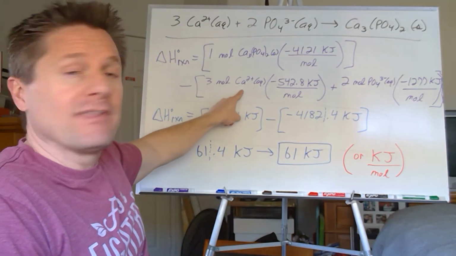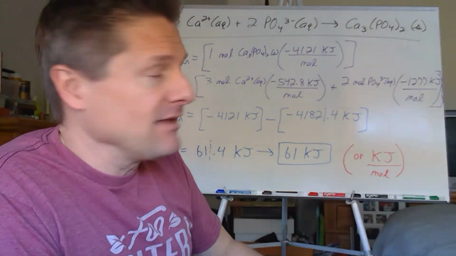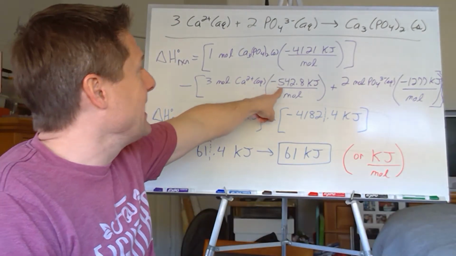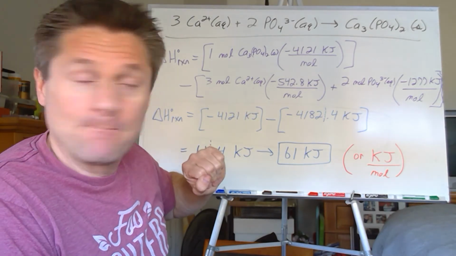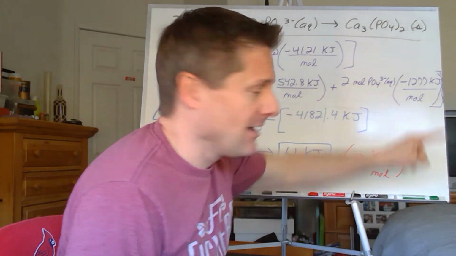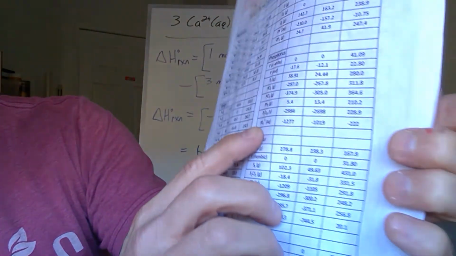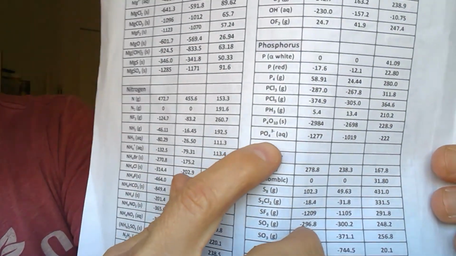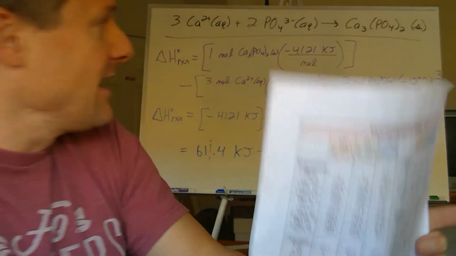And then we're going to take 3 times our calcium plus 2 times our phosphate. So let's take 3 moles of the calcium ions. And calcium I don't have on my little thing. So if you look in your appendix, calcium is negative 542.8 kilojoules per mole. Times that by 3. And then we're going to add, because of the summation, 2 moles of the phosphate ion. And I think I have phosphate on here. Yeah, I've got phosphate on here. So phosphate ion, relative to H plus ion, is negative 1277.